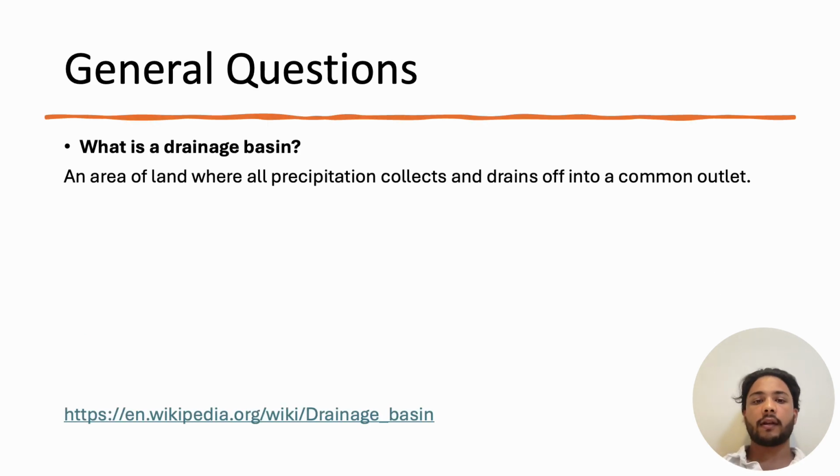General questions. First, what is a drainage basin? A drainage basin is an area of land where all precipitation collects and drains off into a common outlet or a water body. We can use our photocopied portion of our topographic map, where you can outline a creek's drainage basin by identifying the highest elevations and tracing the ridge lines connecting these points.